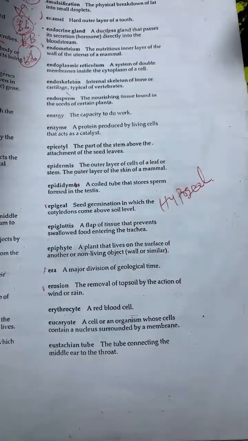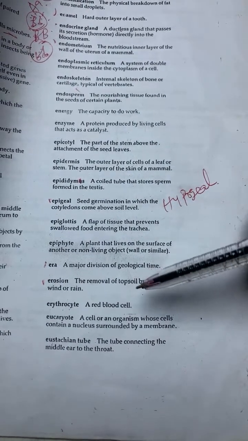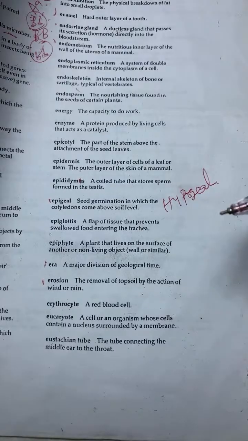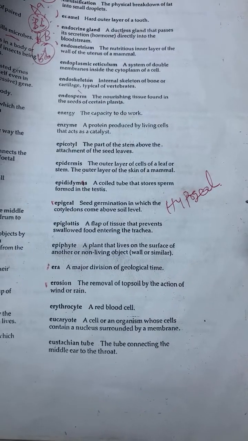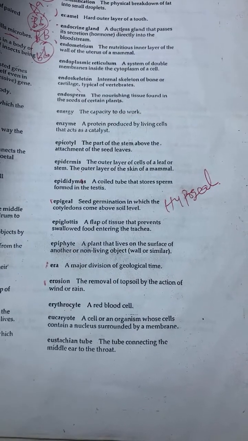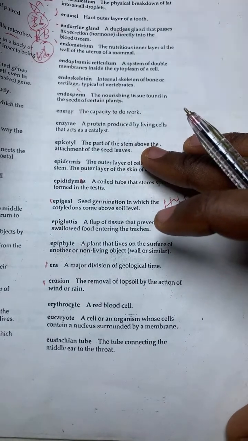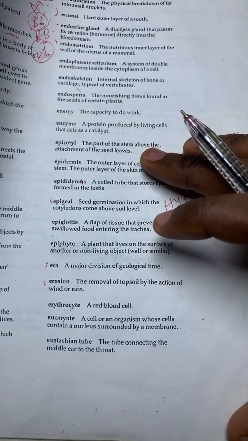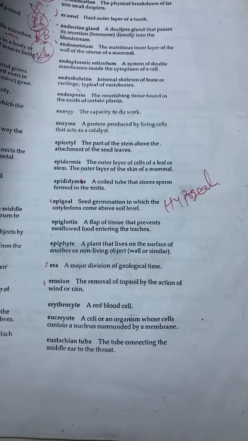We have erythrocyte. Another name for erythrocyte is what? Red blood cell. Then we have eukaryote. A eukaryote is a cell or organism whose cells contain a nucleus surrounded by a membrane. Or you can also say that eukaryotes are organisms that possess a true membrane-bound nucleus.